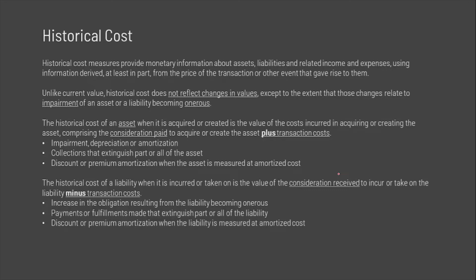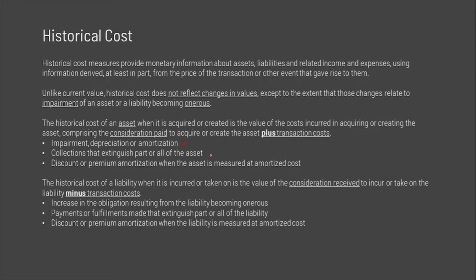In cases where it is not possible to identify the cost, such as on transactions that are not on market terms, the resulting asset or liability is initially recognized at current value. That value becomes the asset's or liability's deemed cost for subsequent measurement at historical cost. Unlike current value, historical cost does not reflect changes in value, but is updated over time to depict the following. First, for your historical cost of an asset, you have impairment, depreciation, or amortization.